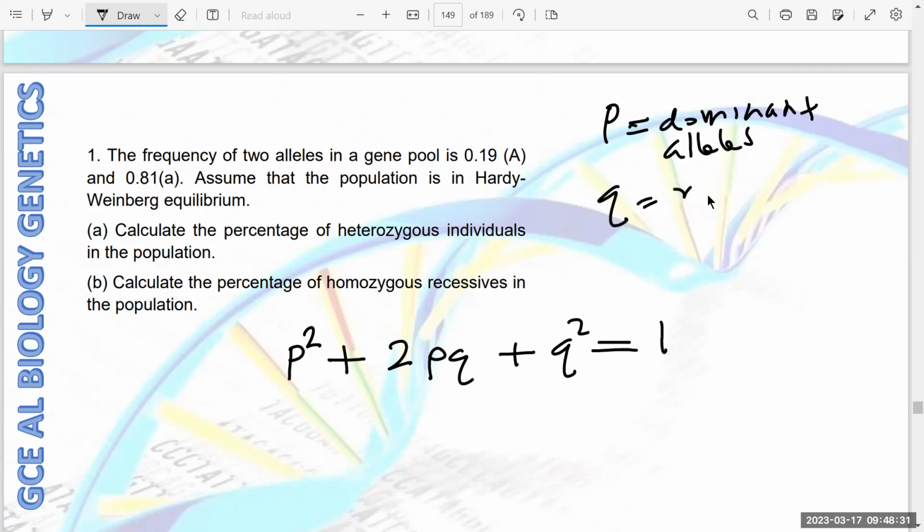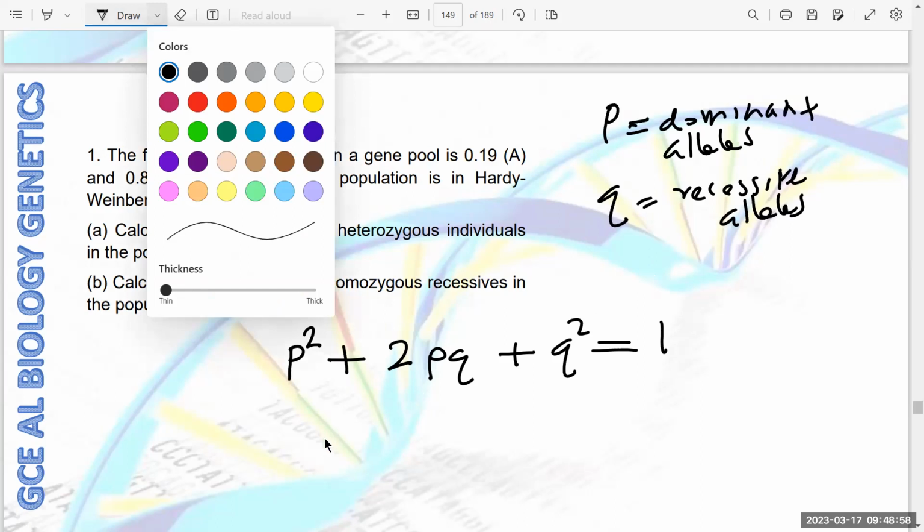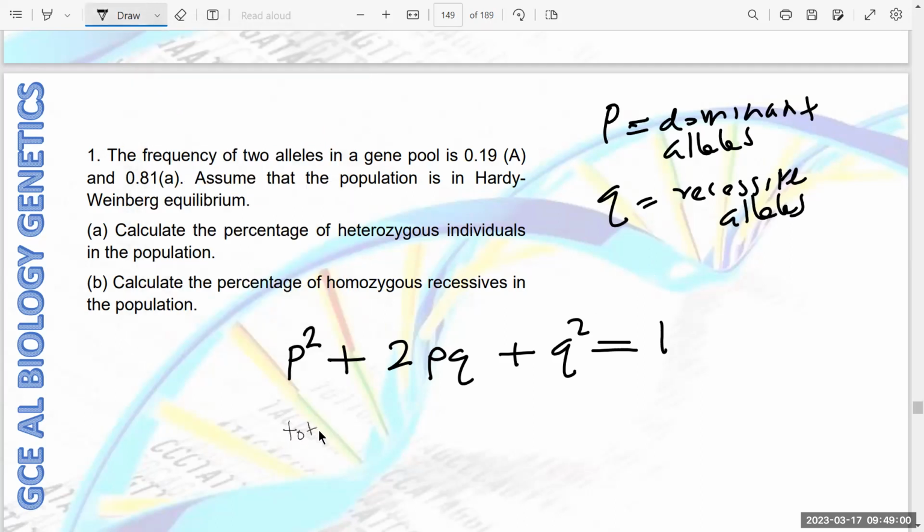Q is a recessive allele. Simple P is a dominant allele. Q represents the recessive allele. Now, when we get a P squared, what is the meaning of P squared? P squared tells us this one. So we take a total in the population.